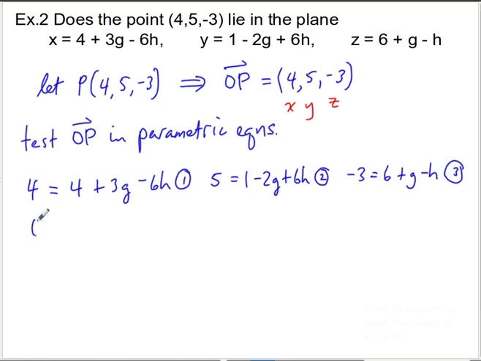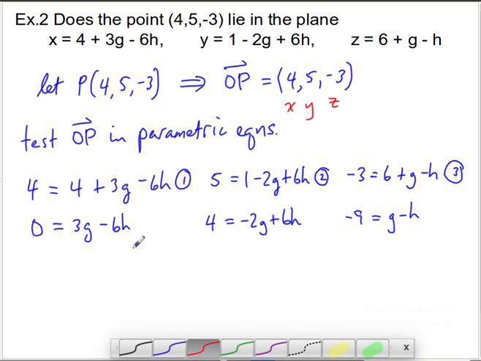I'm going to do a little bit of simplifying here. 4 minus 4 actually ends up giving me 0 equals 3g minus 6h. Here I end up with 4, because it's 5 minus 1 equals negative 2g plus 6h. And then here I end up with negative 9 equals g minus h. So now that I've done that, I take a look. I prefer elimination. I notice I've got a negative 6h here and a positive 6h here, so I can just go ahead and rewrite this equation.